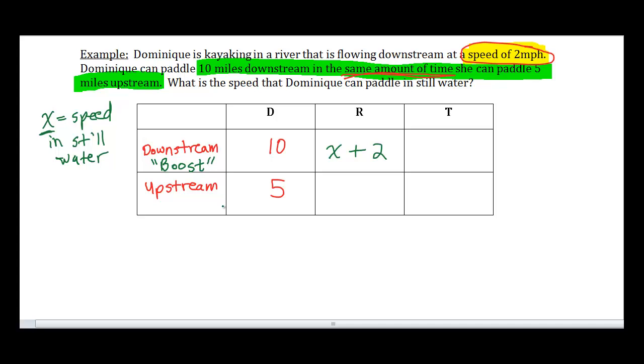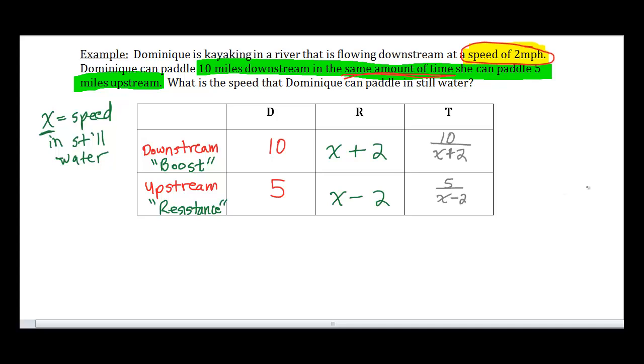All right, upstream, water flows down, but you're going up, so you're actually going to get a resistance. And so instead of adding 2 to her speed in calm water, we're going to subtract 2 from her speed in calm water. And now that I have my distance and rate, I can figure out what my time is. Distance over rate is time, so I'll have 10 over x plus 2, and 5 over x minus 2.